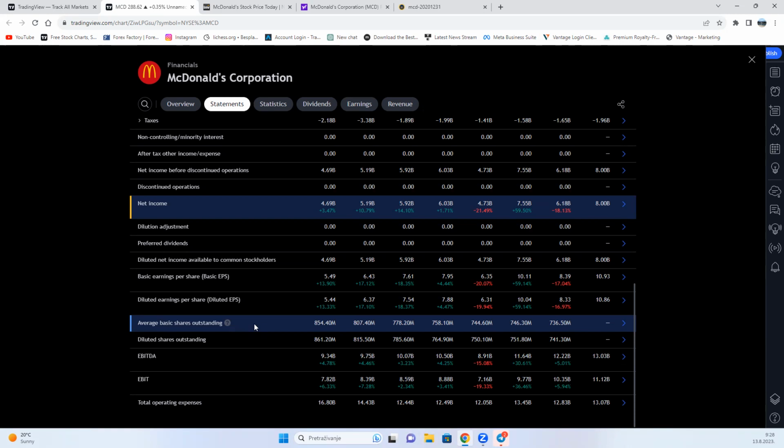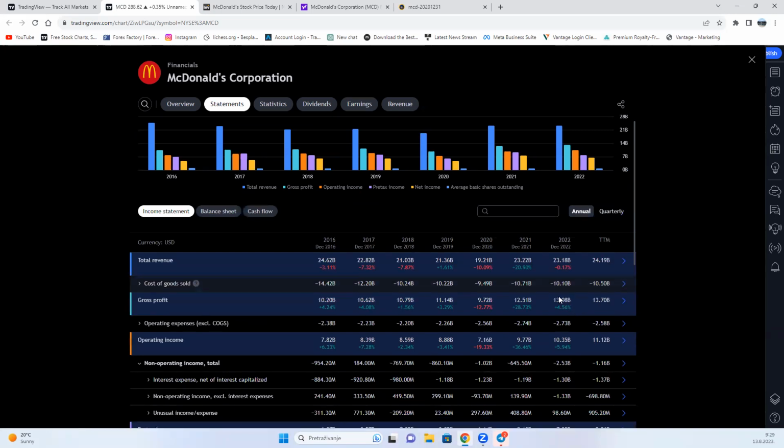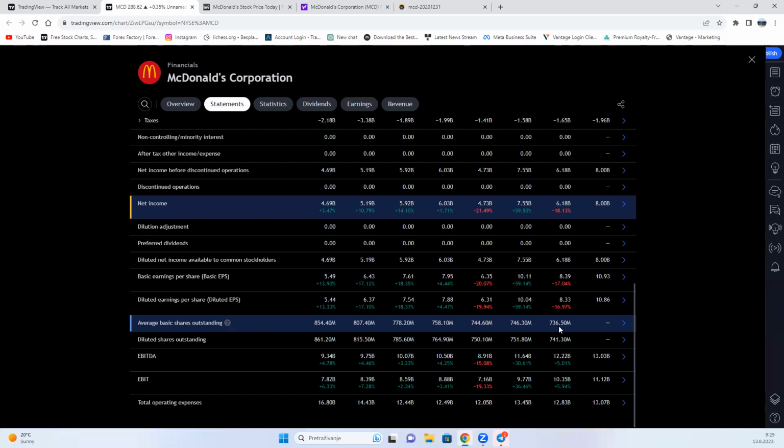You look at it at year 2016, they had 854 million stocks outstanding. At year 2022, they had how much? 736 million shares outstanding. So this is the first red flag. You have a company with stagnant or slowly growing net income year over year, looking at the annual reports, whose actual amount of shares is falling.